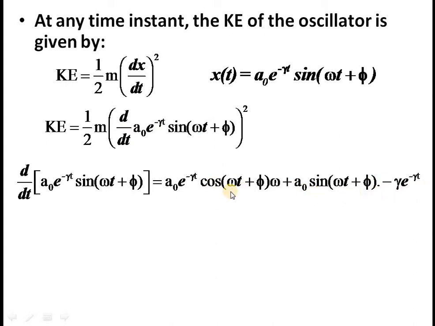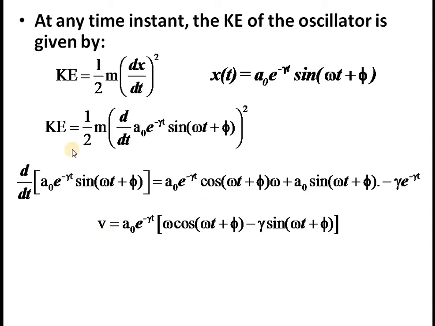So you can rearrange it. When we rearrange it, velocity is d by dt of x, and velocity is equal to a0 e raised to minus gamma t, which you can see in both terms, so take it outside. Velocity is equal to a0 e raised to minus gamma t into the bracket: omega cos(omega t plus phi) and minus gamma sin(omega t plus phi). Now we got the expression for velocity.